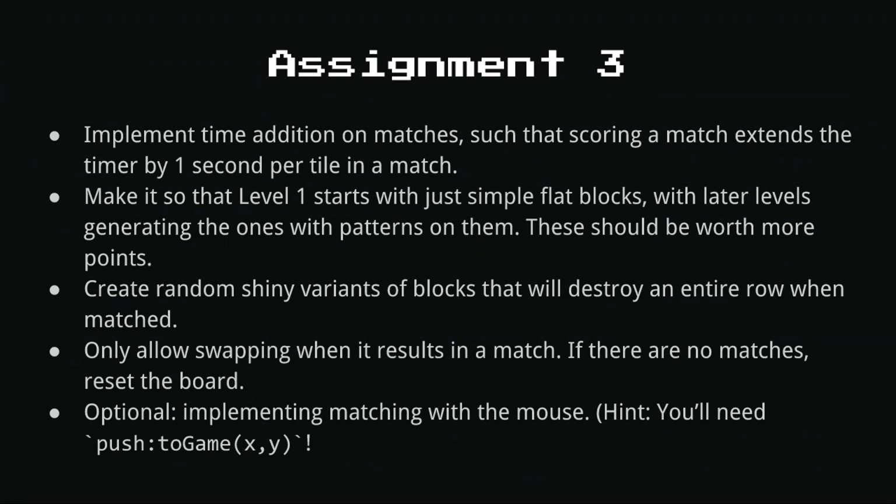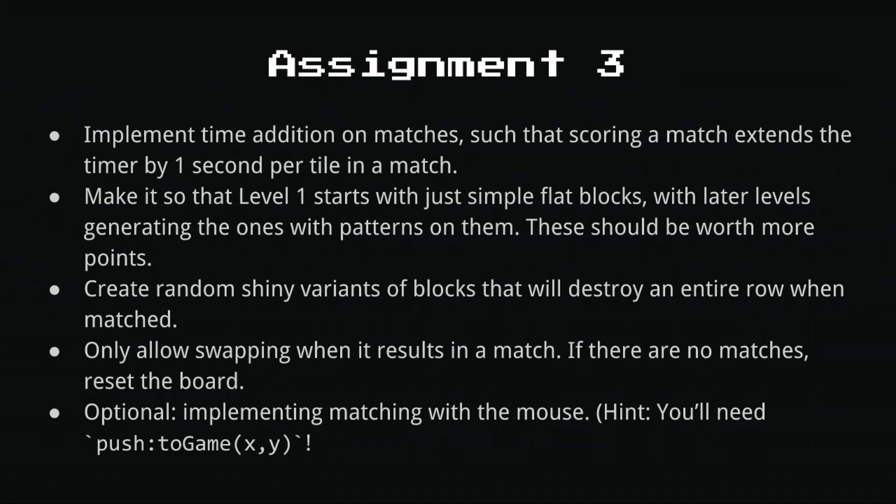Create random shiny variants of blocks that will destroy an entire row when you get a match. So a block should have some field, shiny or something. If it's shiny, render it with something to make it look shiny. You can use a particle effect if you want. You can also put a very transparent, maybe yellowish or whitish rectangle on it to give it a brighter look. And then if it's in a match, the entire row should get cleared instead of just that match.